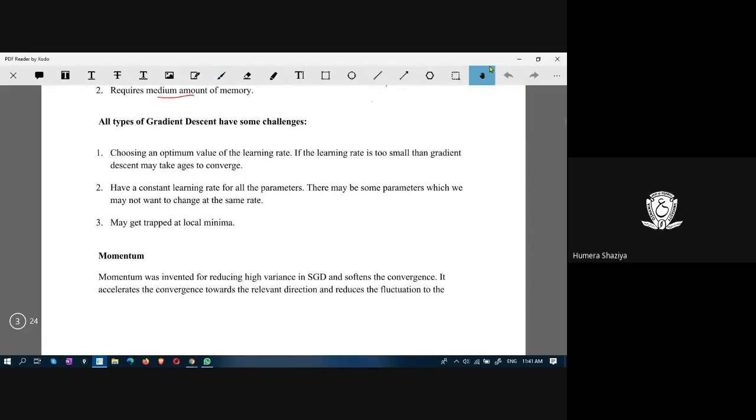So all types of gradient descent have some challenges. There are three, right? GD, SGD, MBGD. All three have challenges. What are the challenges? Choosing an optimal value of the learning rate. Learning rate has to be chosen. That is alpha. If alpha is 0.001, then it is small. It can be 0.01, or it can be 0.1. You can even go for 0.000001. It's too small.